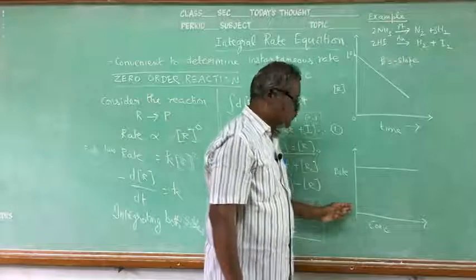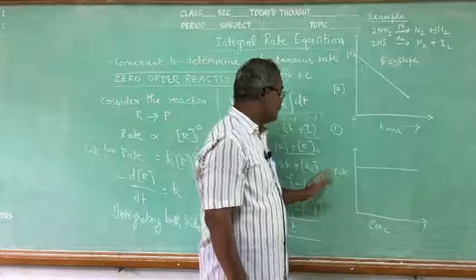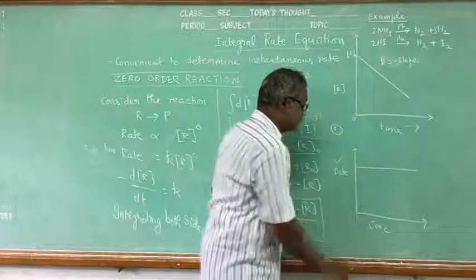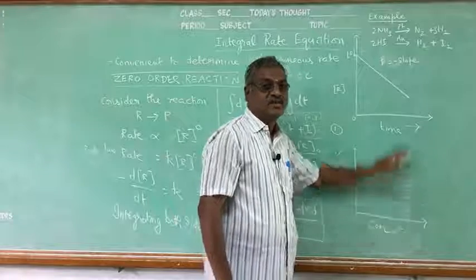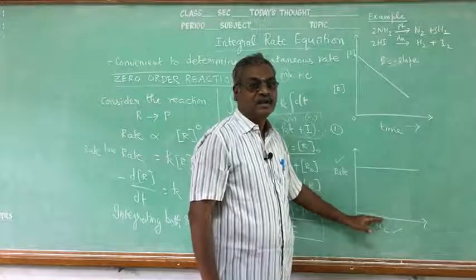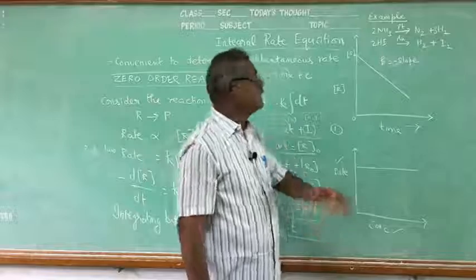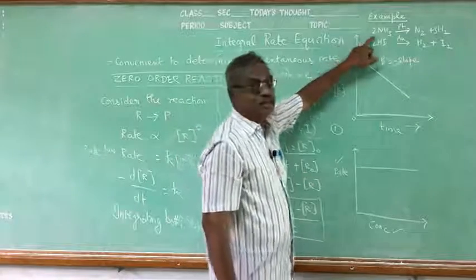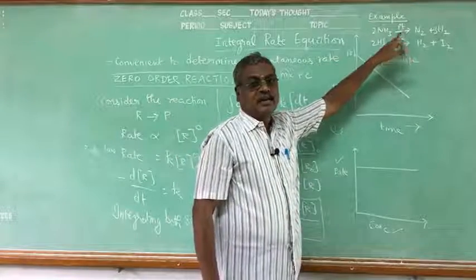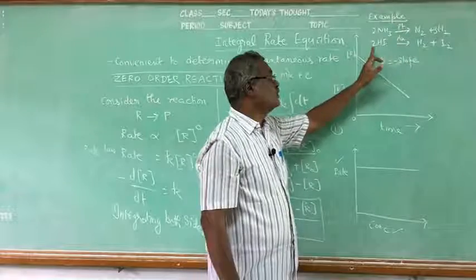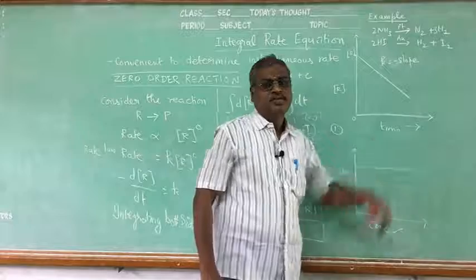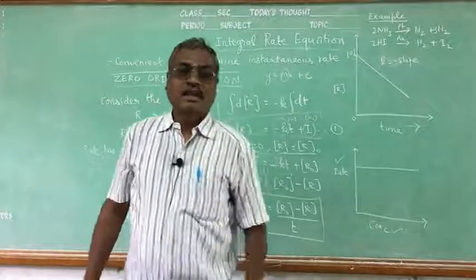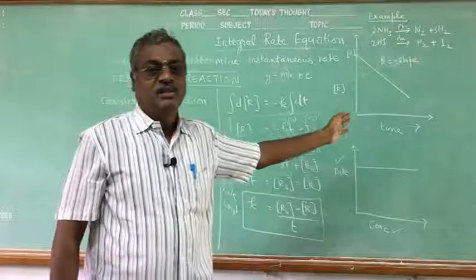Another graph also we can draw. If you take the rate on the y-axis and concentration on the x-axis, we will get a graph like this. So these are the two graphs for zero order reaction. Examples for zero order reaction are the decomposition of ammonia into nitrogen and hydrogen, and the decomposition of HI into hydrogen and iodine. These two reactions take place in the presence of a catalyst. So they are examples for zero order reaction.